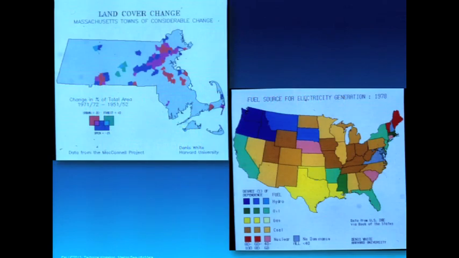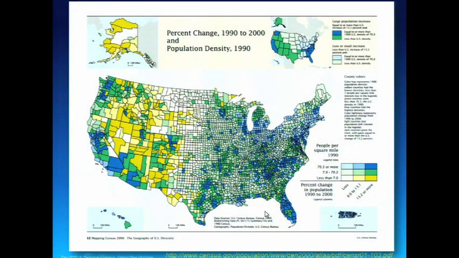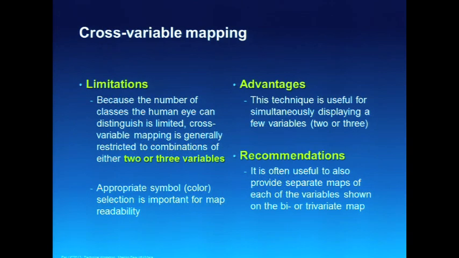So these are some very early bivariate choropleth maps. And you can see there are three different distributions that are being overlaid here. And we also have quantitative, qualitative representations. This is a set of trivariate choropleth maps. And this is a more recent bivariate choropleth map that was in the Mapping Census 2000 book that came out 10 years ago.